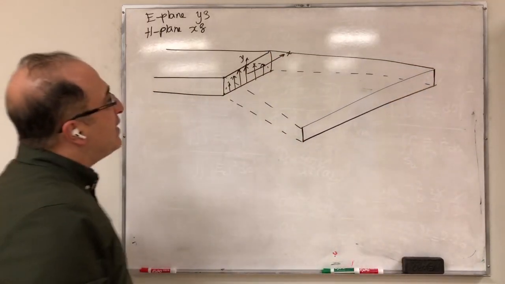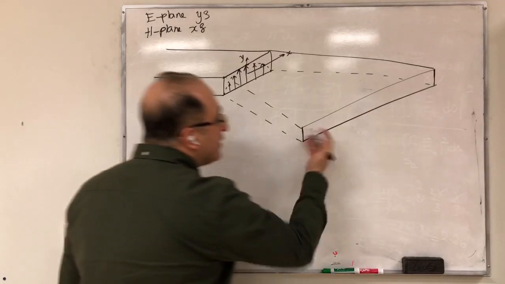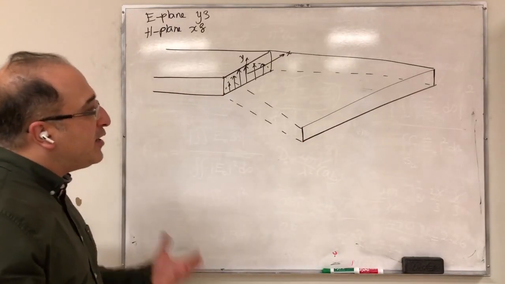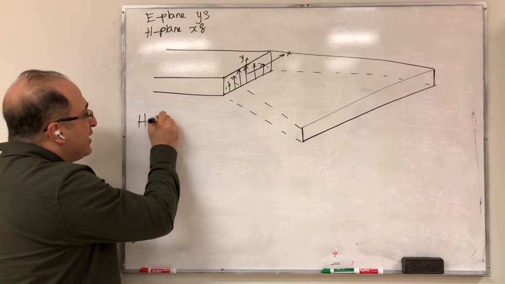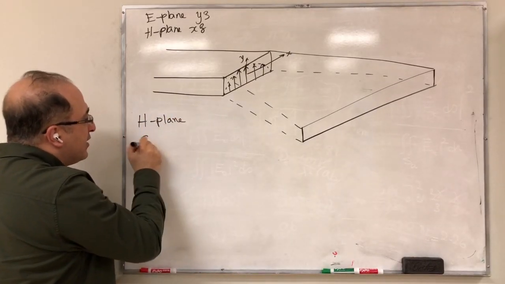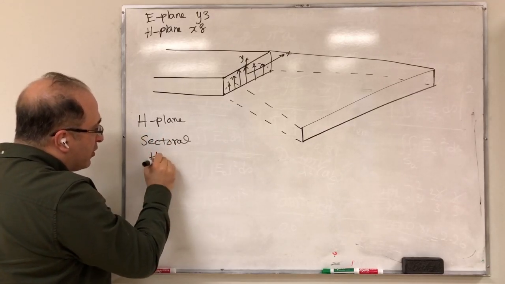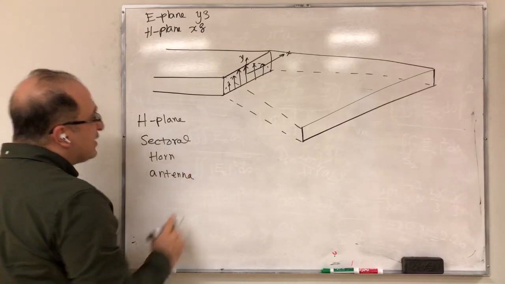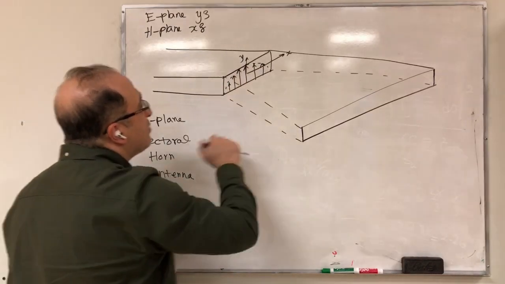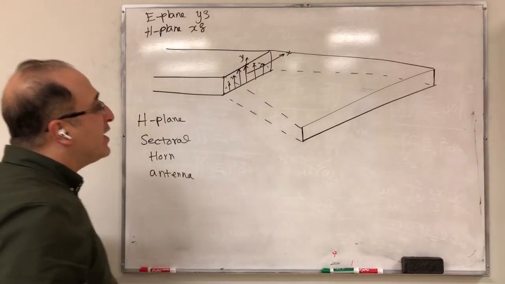So now if I make the connection here, look at this structure. If I do that, now I get a horn antenna, but this is a particular type of horn antenna, which is called H-plane sectoral horn antenna. And the way to remember this is that the expansion of the aperture occurs along X, which is essentially part of the H plane.